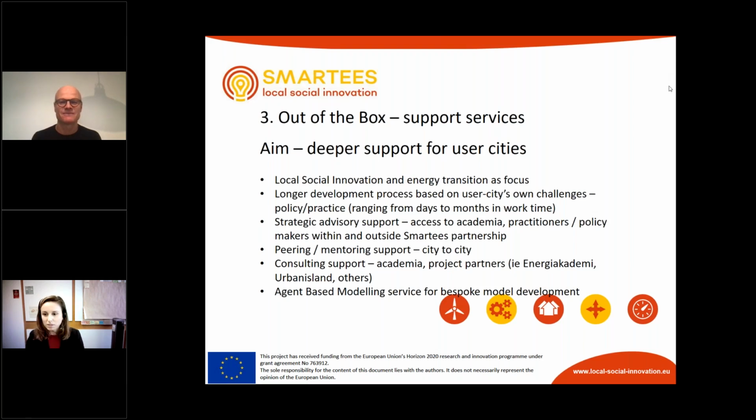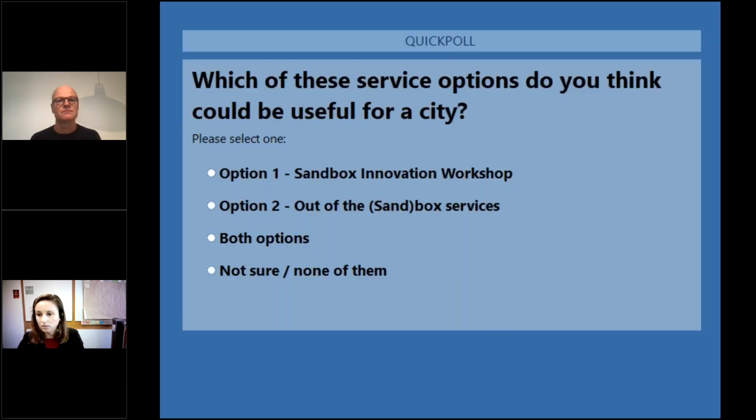Fantastic. Thank you, Trevor. We do have one poll that Nicholas will launch right now that we would like to close the presentations with. Just one second. So which of these services that were just presented do you think could be useful for a city? Option 1 would be the Sandbox Innovation Workshop. Option 2 is the out of the sandbox services. This is the one where it would potentially include the development of a tailored model. Do you think both options are useful? Or are you not sure? Or you think none of them would be very useful for your city? So if you could just pick one of those, this is helpful for us to also know.